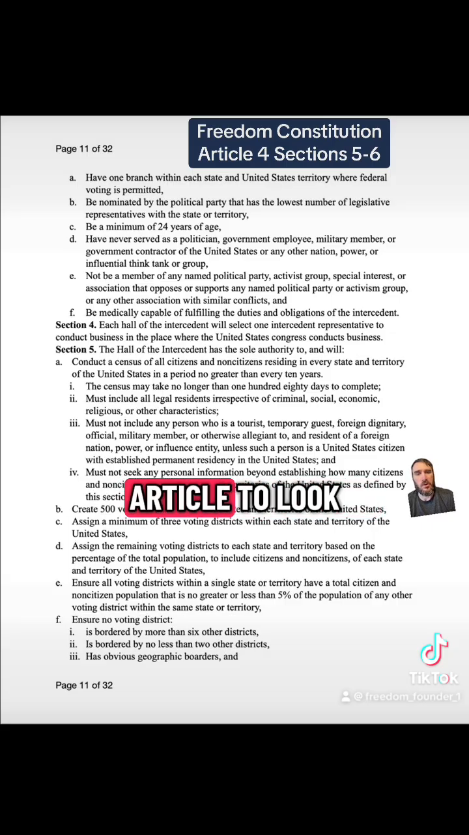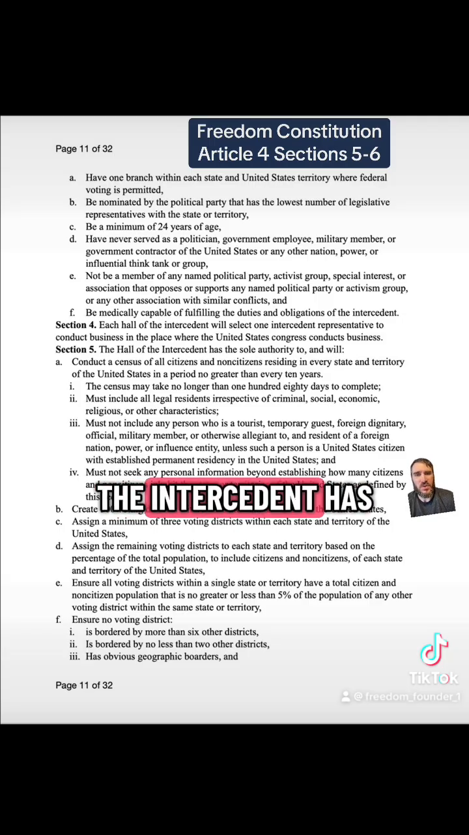The other major article to look out for under the Freedom Constitution is the one that lists the rights and responsibilities of citizens, non-citizens, and business entities. But as for now, let's begin with Article 4, Section 5.